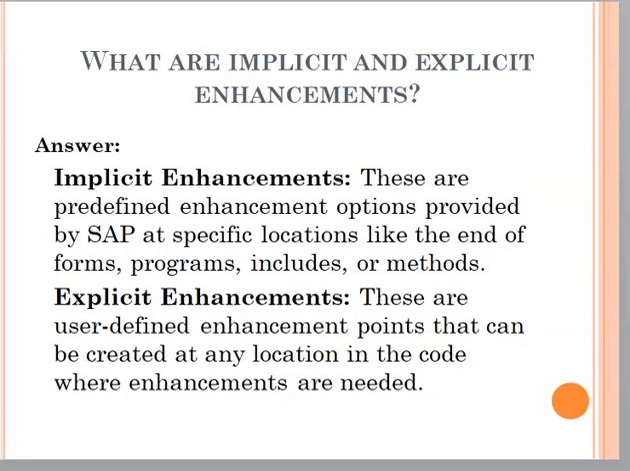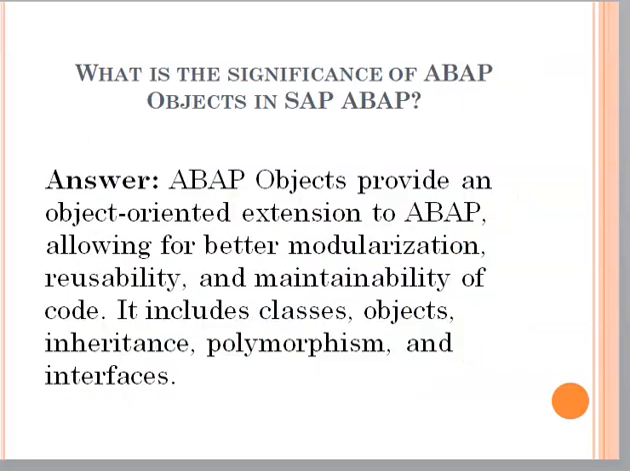What are implicit and explicit enhancements? Answer: implicit enhancements. These are predefined enhancement options provided by SAP at specific locations, like the end of forms, programs, includes, or methods. Explicit enhancements. These are user-defined enhancement points that can be created at any location in the code where enhancements are needed.